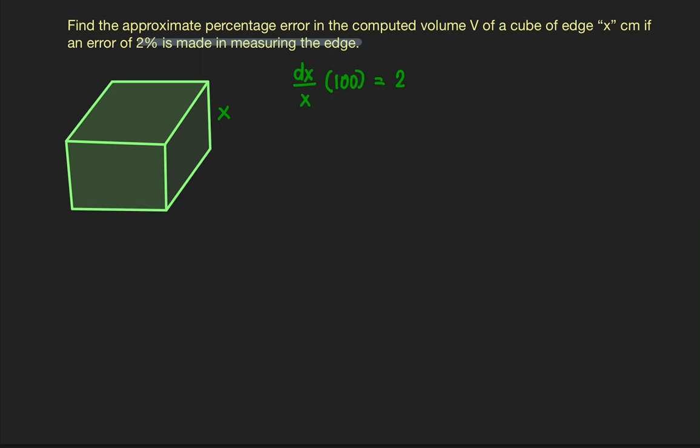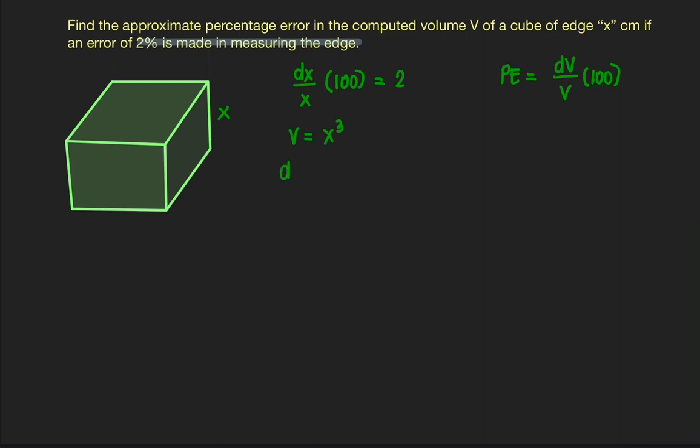Now for the volume, because we are to find the approximate percentage error in the computed volume, the percentage error PE is equal to dV over V times 100, right? So for the volume of the cube of edge x, V is equal to x cubed.